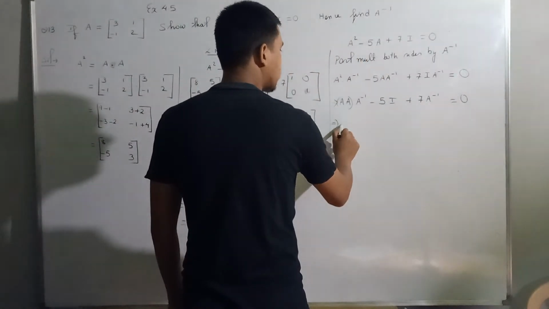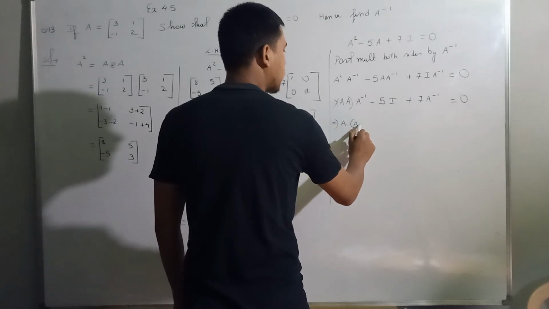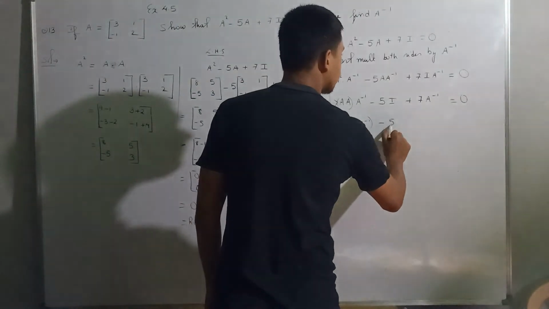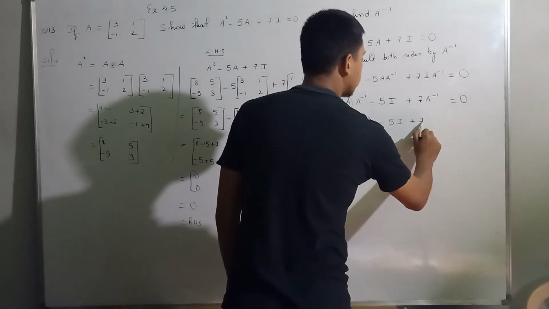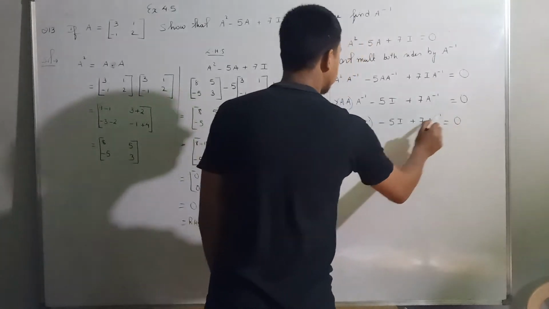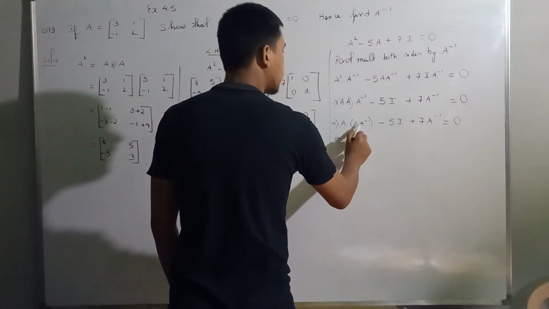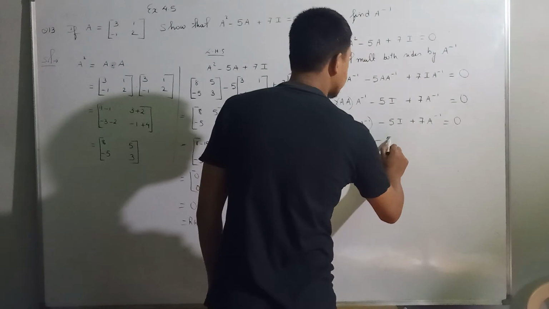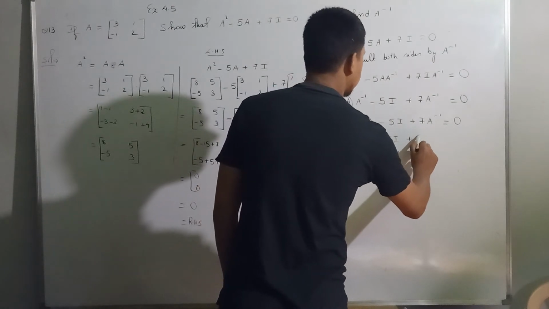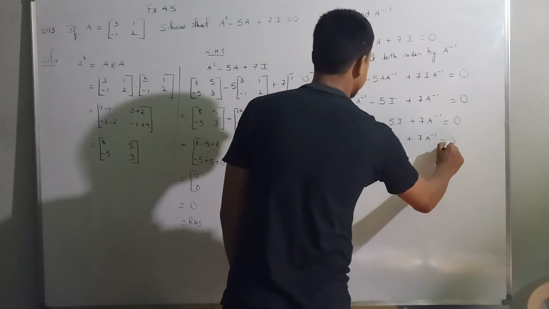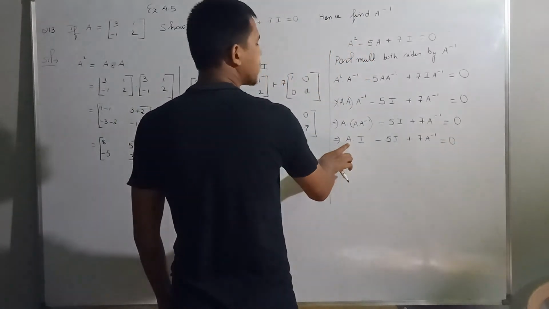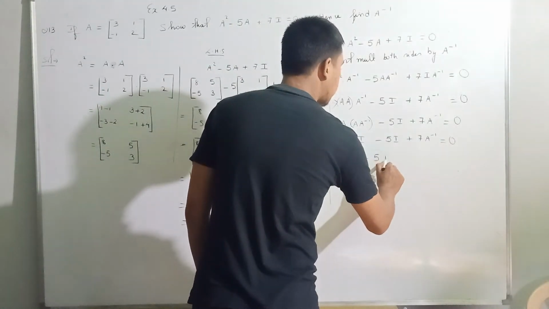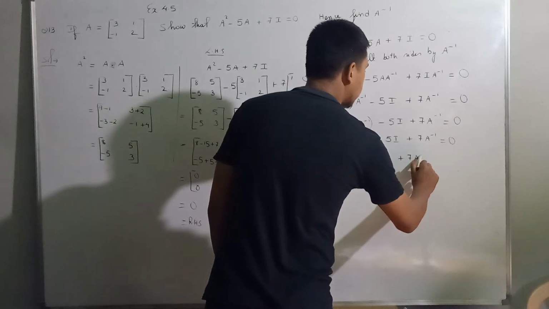We have to adjust this. A times, can we write A inverse? Okay. Minus 5I plus 7 times A inverse is 0. A times A inverse is your identity matrix. Minus 5I plus 7A inverse is equal to 0. Your matrix A times your identity matrix will be A only. Minus 5I plus 7A inverse is equal to 0.